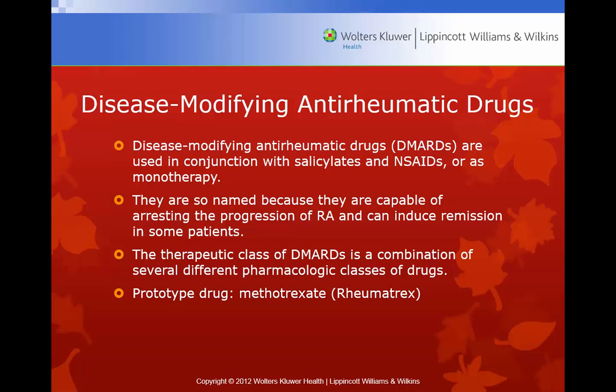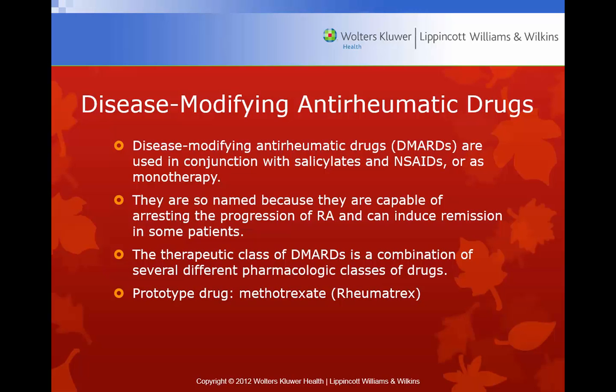All right, in talking about disease-modifying anti-rheumatic drugs, or DMARDs, they are used in conjunction with salicylates and NSAIDs, or they can be used as monotherapy in the treatment of rheumatoid arthritis. They are so named because they are capable of arresting the progression of RA and can induce remission in some patients. The therapeutic class of DMARDs is a combination of several different pharmacologic classes of drugs.